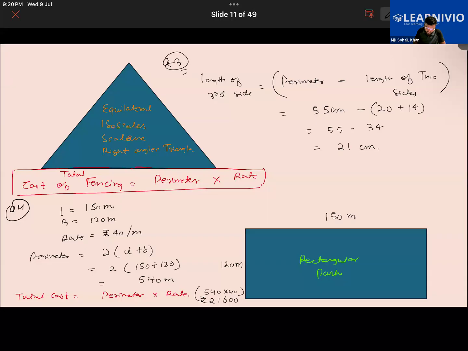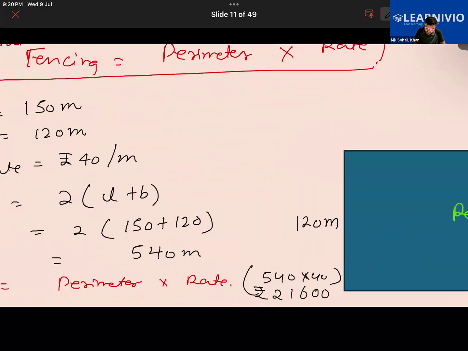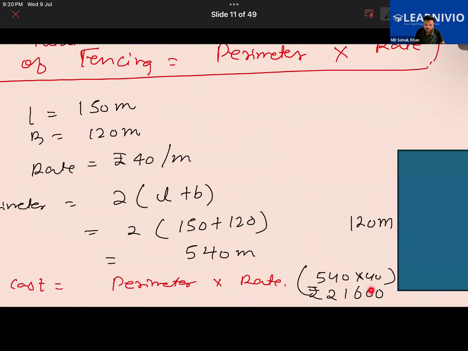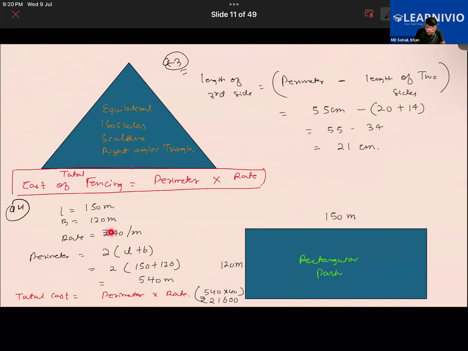In short, you can make the multiplication easier here. Just multiply 54 by 4 and then put two zeros. What is the rate given here? The rate is 40 rupees per meter. To find the total cost of fencing, you need to multiply the perimeter with the rate. How much perimeter have we got here? 540 meters. What is the rate given in the question? 40 rupees per meter. So 540 multiplied by 40 equals 21,600.